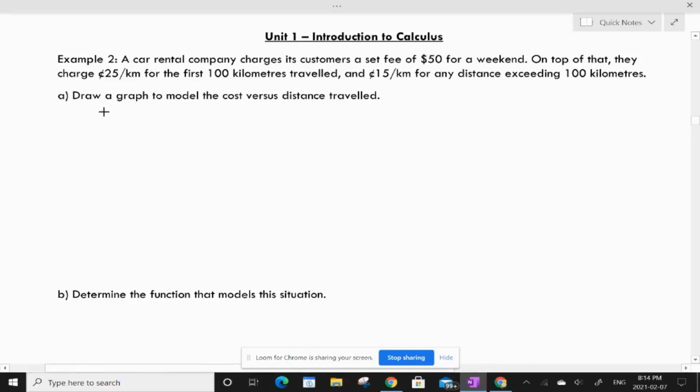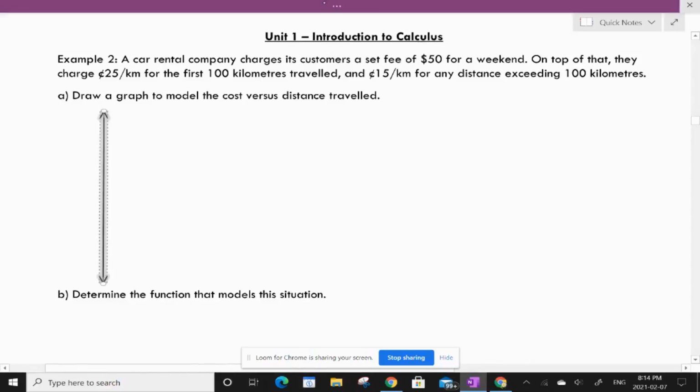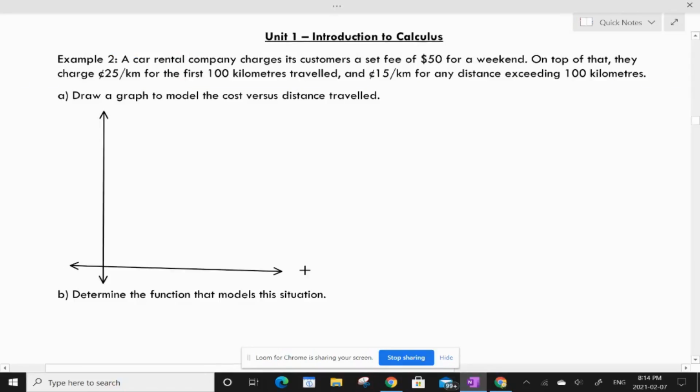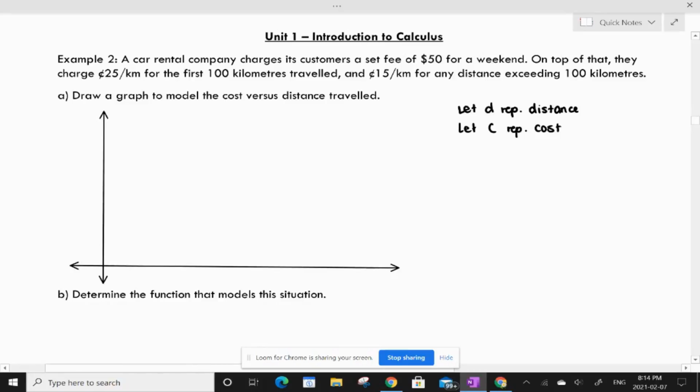So I'm just going to make my axes first. I've got my cost axis, and then I'm going to have my distance traveled axis. So this is going to be my distance, D for distance. I'm just going to write here, let D represent distance, and then let C represent cost. So I've got D here, and then I've got C here. And I know that something happens at 100 kilometers. So I know that at 100, that's an important number for me on my x-axis.